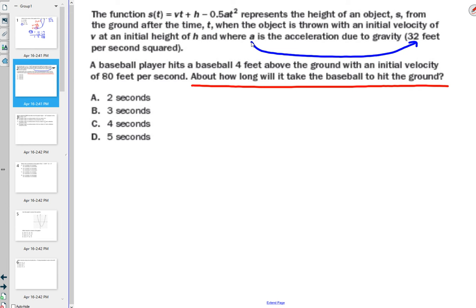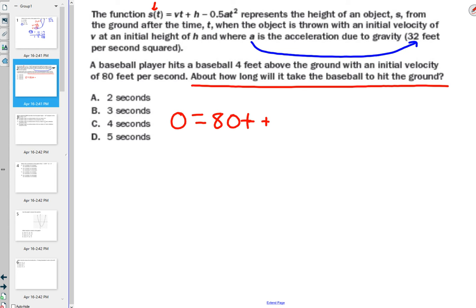Okay. So S is the height of the object from the ground. So we want to know when this S of t, if you're on the ground, how high are you off the ground? When the object is on the ground, how high is it off the ground? 0, yeah, 0. So 0 is going to equal the V. And they tell you that the initial velocity is 80 feet per second. So 80 would be where the V goes. Times the T, which is actually what we're looking for. How long will it take? So we want to know T.